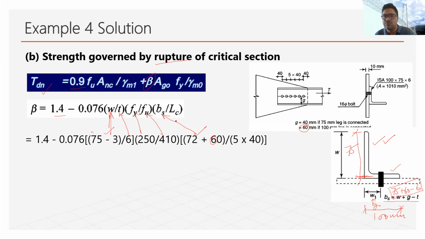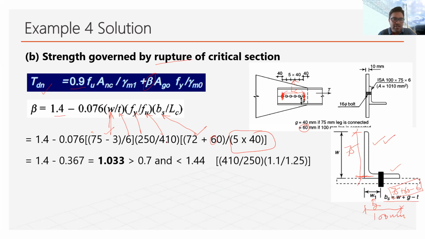LC is the length of the bolt group, based on the number of bolts. You can see there are 6 bolts, so LC will be from the center of the first bolt to the center of the end bolt. There are 5 spacings, which means 5 into 40. LC will be this one, 5 into 40. Putting in all the values, we will be able to identify the value of beta.